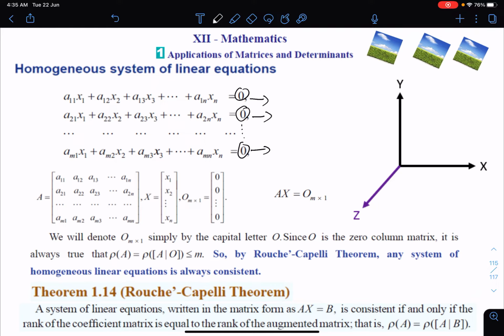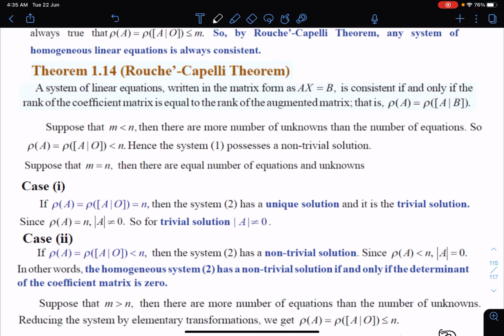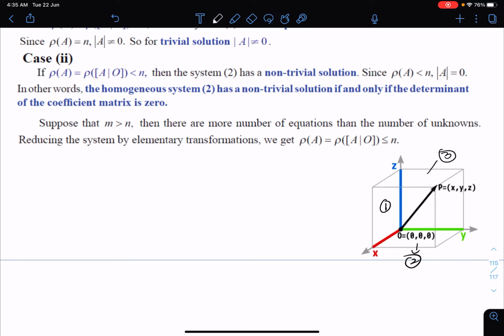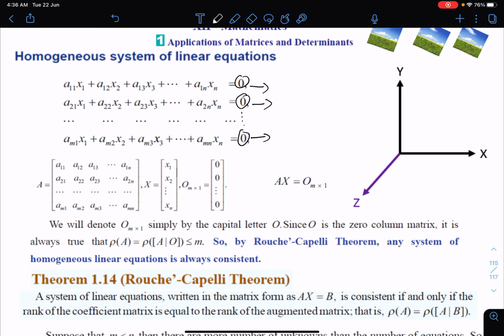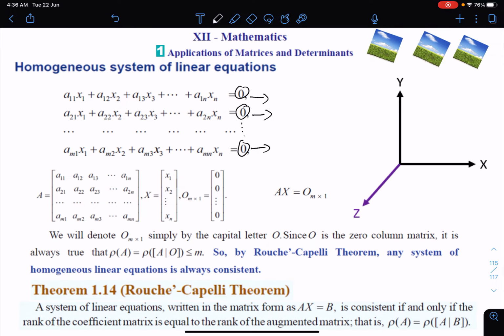So what does this mean? Since the constant is 0 on the right hand side, when an equation is taken in the three-dimensional axis, suppose you take a cuboid box, this is the first plane, this is the second plane, and this is the third plane. Since it is homogeneous, it passes through or intersects at the point 0, the point P(0, 0, 0). So whenever the planes intersect at the origin, they are called homogeneous system of linear equations. This is how you have to remember.